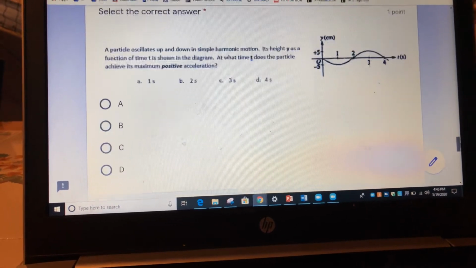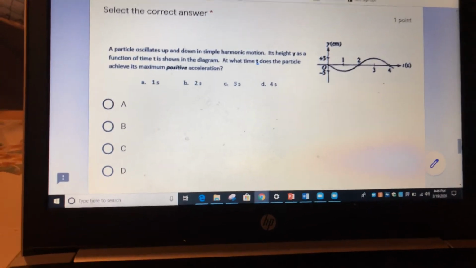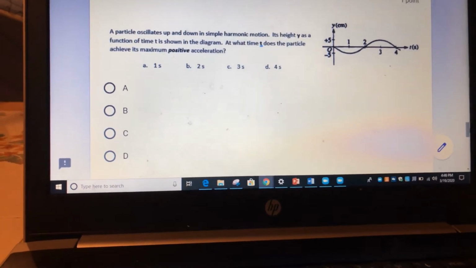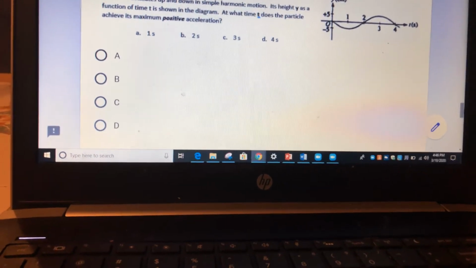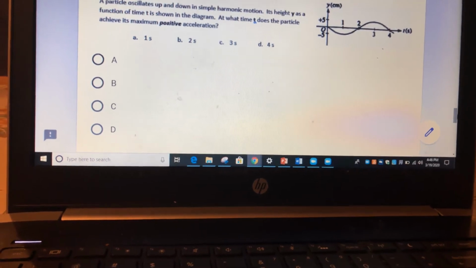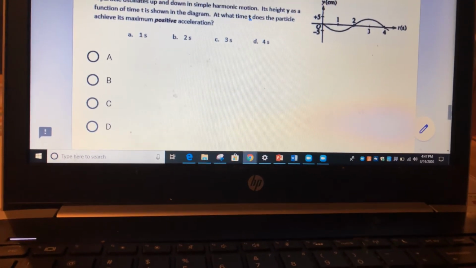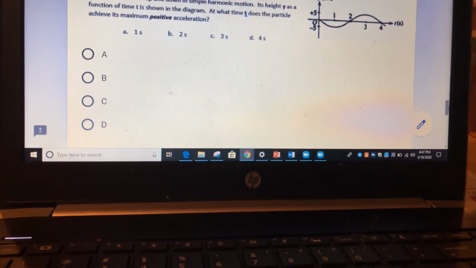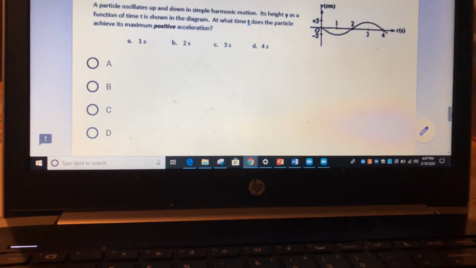For this one, select the correct answer. A particle oscillates up and down in simple harmonic motion. Its height y as a function of time t is shown. At what time t does the particle achieve its maximum positive acceleration? All right, so this is a position versus time graph here, and it's asking when the maximum acceleration is.